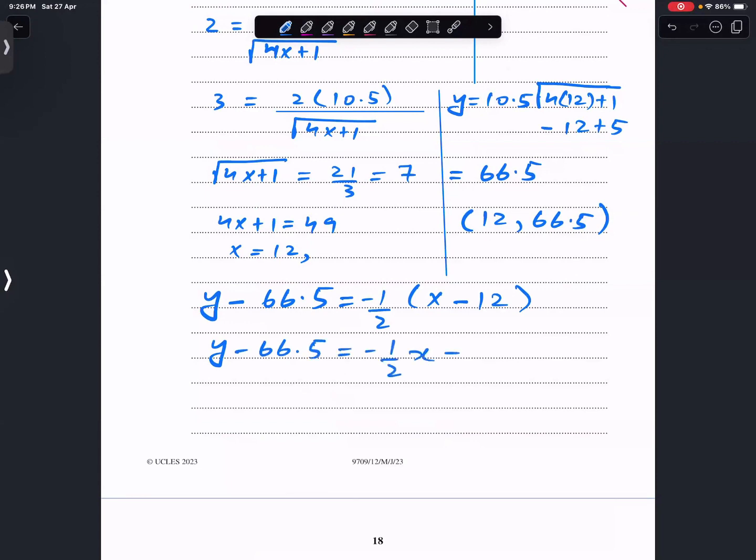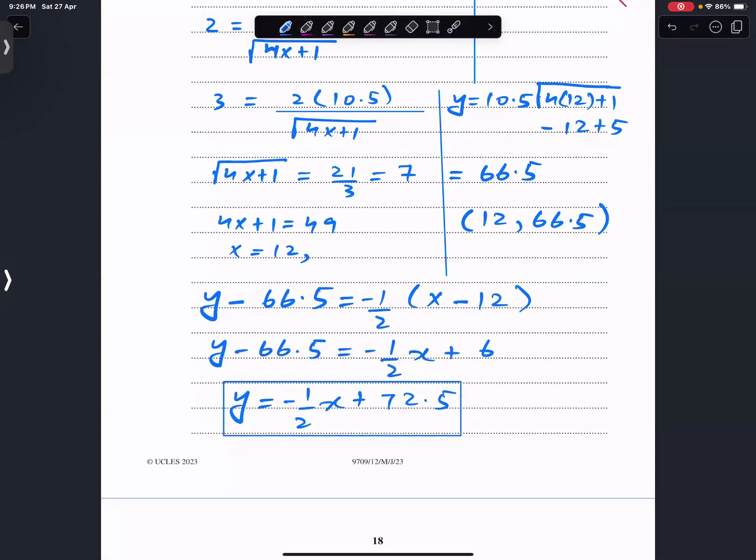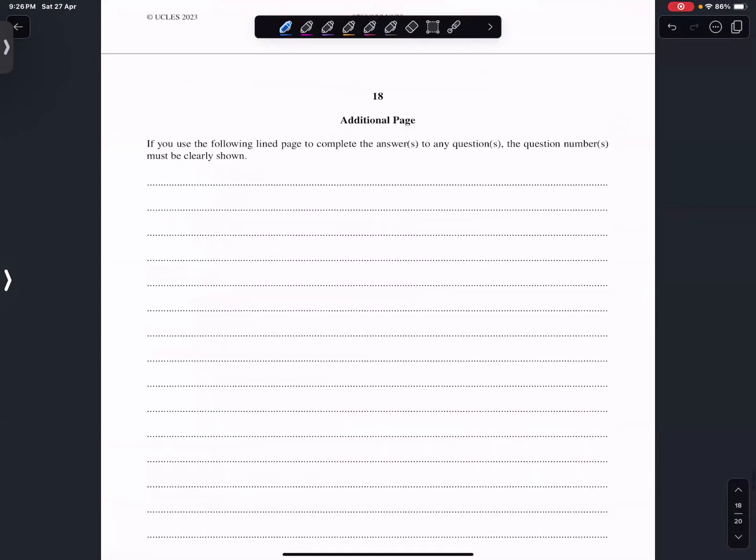This is my equation of the normal at that point. This is the end of the paper.